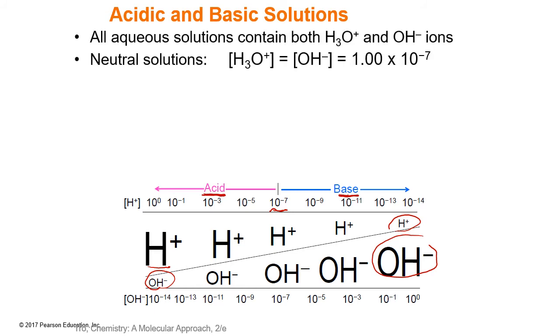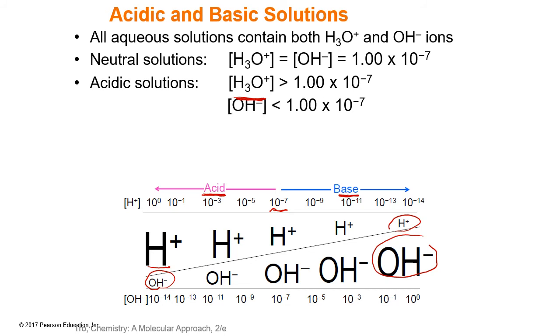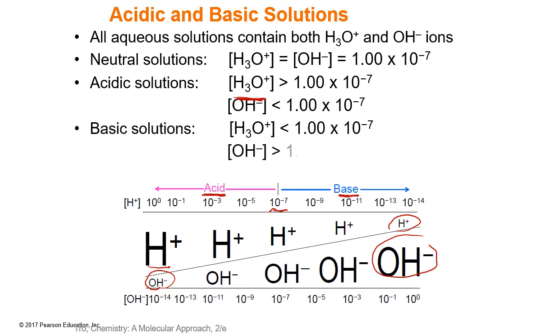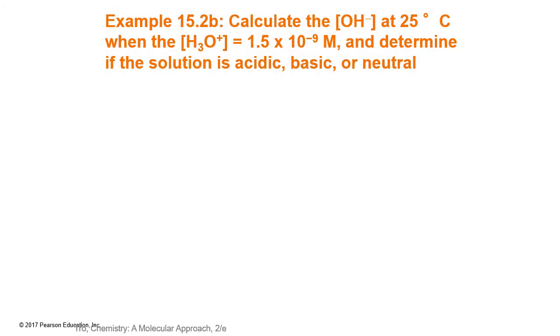So all of our solutions, all the aqueous solutions, contain both H3O+ and OH-. If our H3O+ is greater, that means that it's an acidic solution. If the OH- concentration is greater, that means it is a basic solution. So here's an example. Let's calculate the OH- concentration when we know the H3O+ concentration. So we're going to see if it is acidic, basic, or neutral.